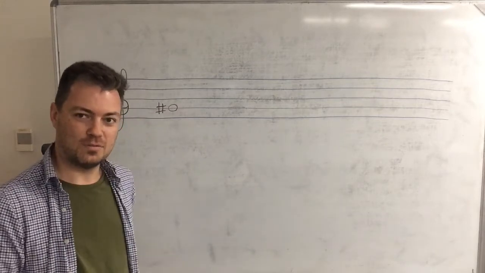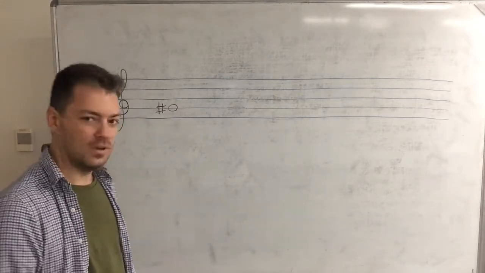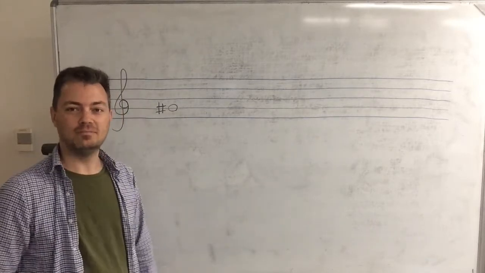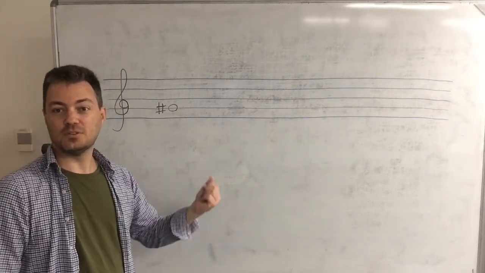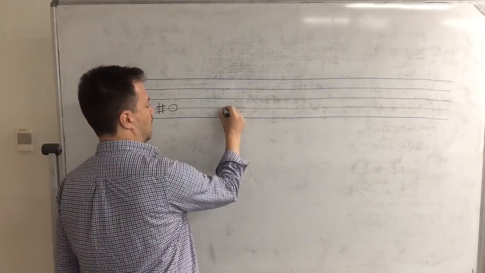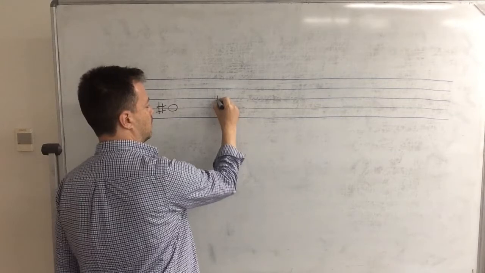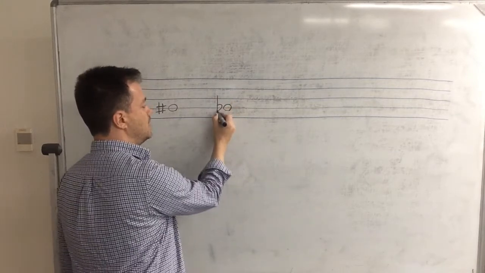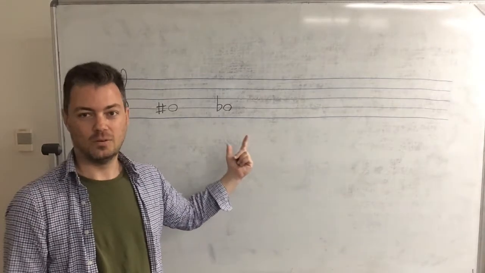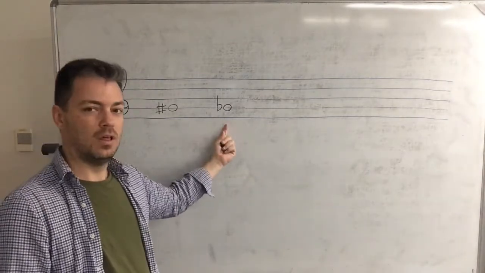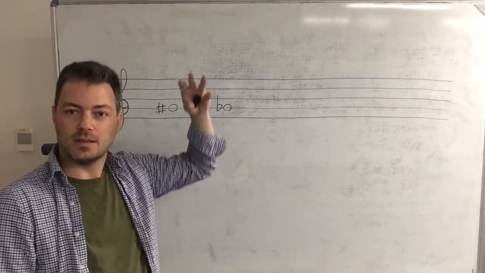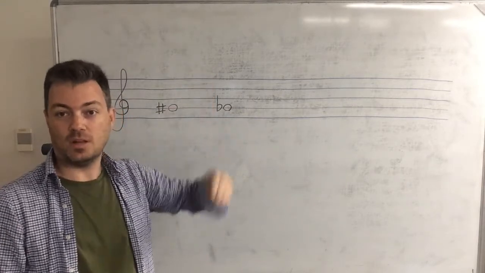Okay, here's another question for you. What do you think a flat does? If a sharp raises it by a semitone, what does a flat do? Have a think about it. I'm going to draw one while you have a think. I'm going to go the same note, and a flat looks like a little b, like that. So, what did you think? What answer did you come up with? Well, of course, a flat does the opposite of a sharp. It makes the pitch go down by a semitone.